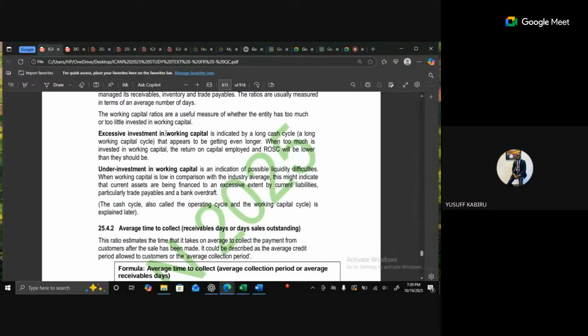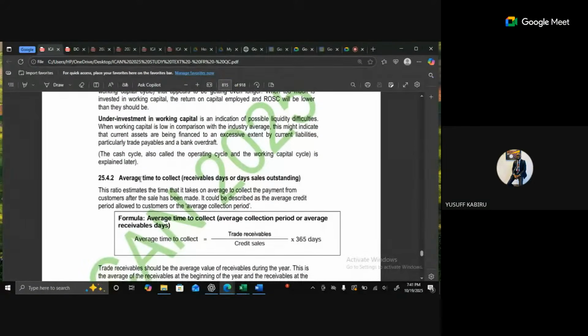So they say excessive investment in working capital is indicated by a long cash cycle, right? A long cash cycle, which means a long working capital cycle that appears to be getting even longer. When too much is invested in working capital, the return on capital employed and return on shareholders' capital will be lower than they should be. So for example, if in the previous year your working capital cycle was not as long as this year's, or you compare your cycle over some years and see that the cycle is getting longer and longer, then that is an indication that you have invested too much in your working capital. And whenever this occurs, your returns on capital employed would always be lower than they ought to be.